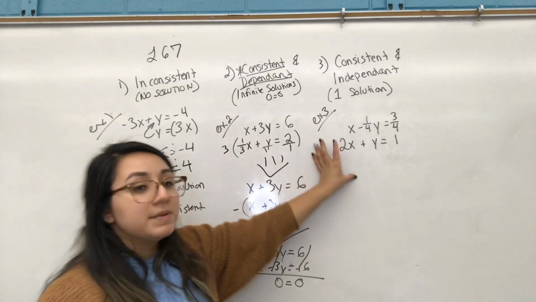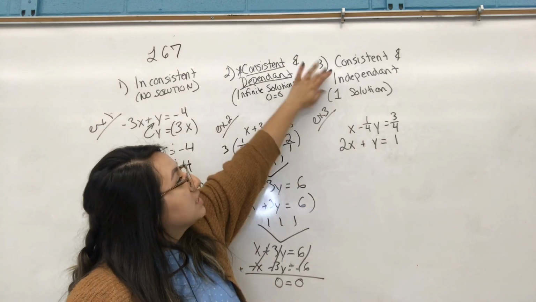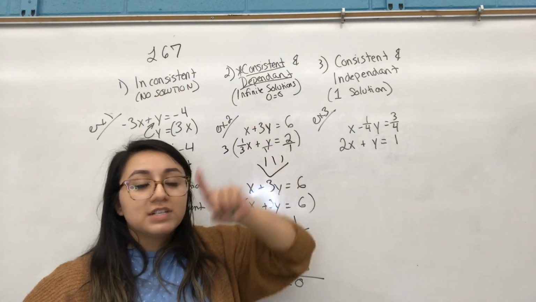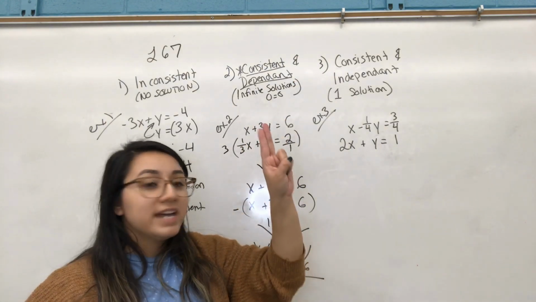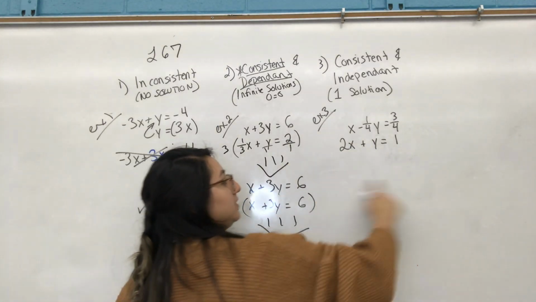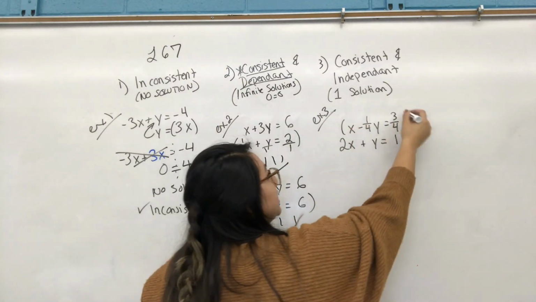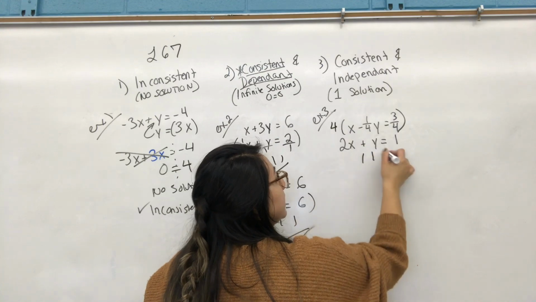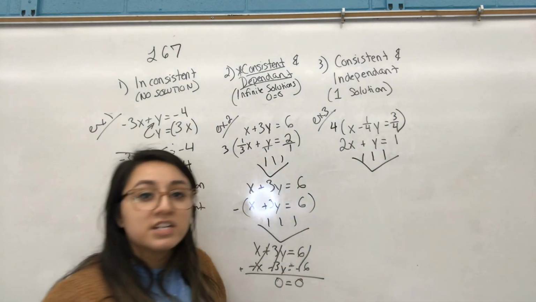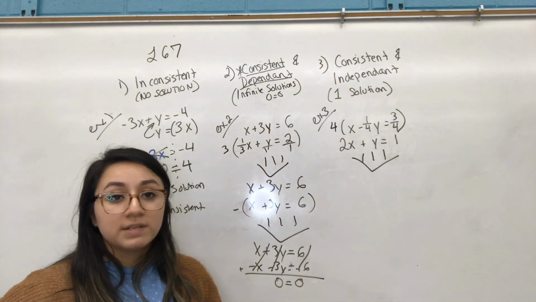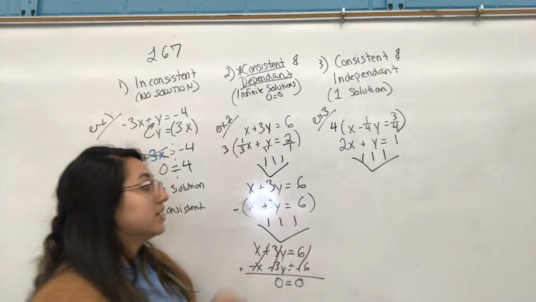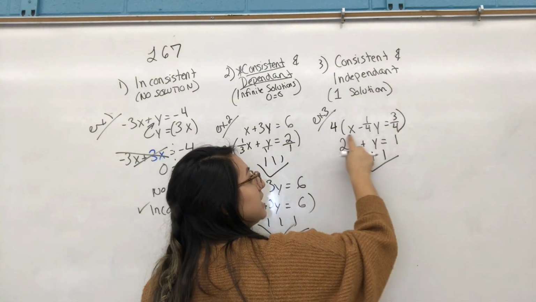Third one is what we've been doing before. So this is called consistent and independent. When we have one solution, that means we have what x is, we have what y is. We go ahead and solve for it. So here, again, we don't like fractions. Get rid of the fractions first before you start eliminating anything. You could do substitution for this. The book shows you substitution. I prefer elimination. So here, we eliminate the common denominator for the first one.